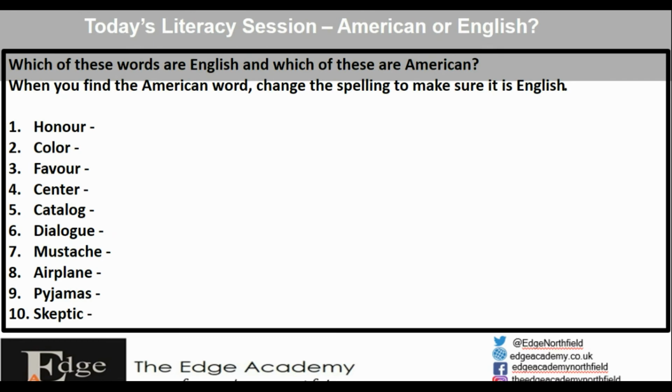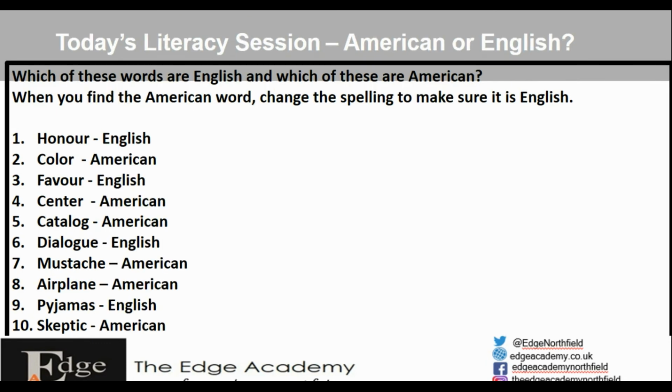So this next slide here is about American or English. So what I want you to do is see whether these words are English and which of these are American. When you find the American word, change the spelling to make sure it is English. So we've got honour, colour, favour, centre, catalogue, dialogue, moustache, aeroplane, pyjamas and skeptic. So if you pause the slide here and then you can look up the words on your mobile phone or a tablet, computer, on the internet, or by using a dictionary. And I want you to write down which ones are American and then change the spelling to make sure it's English.